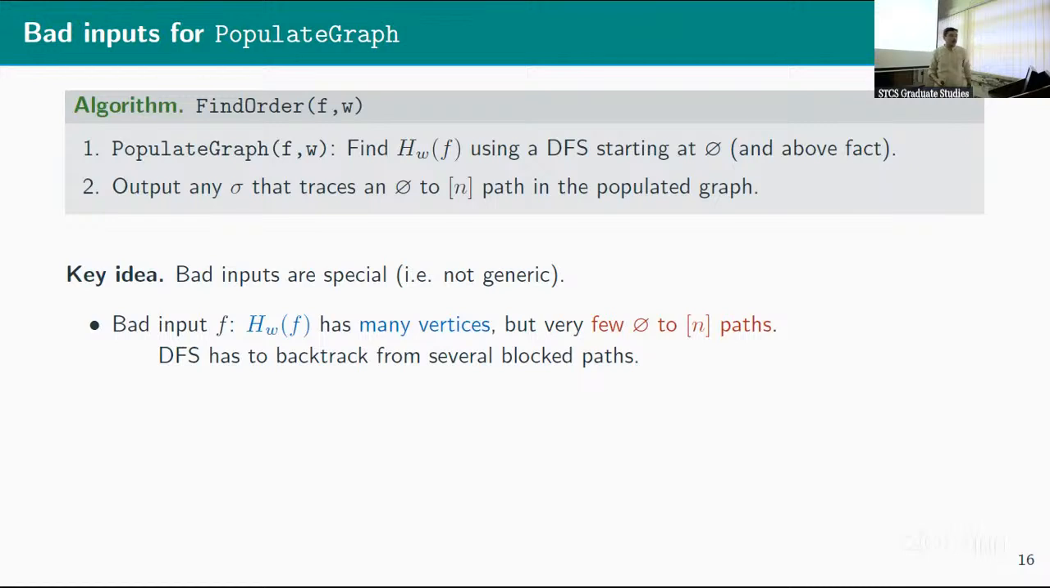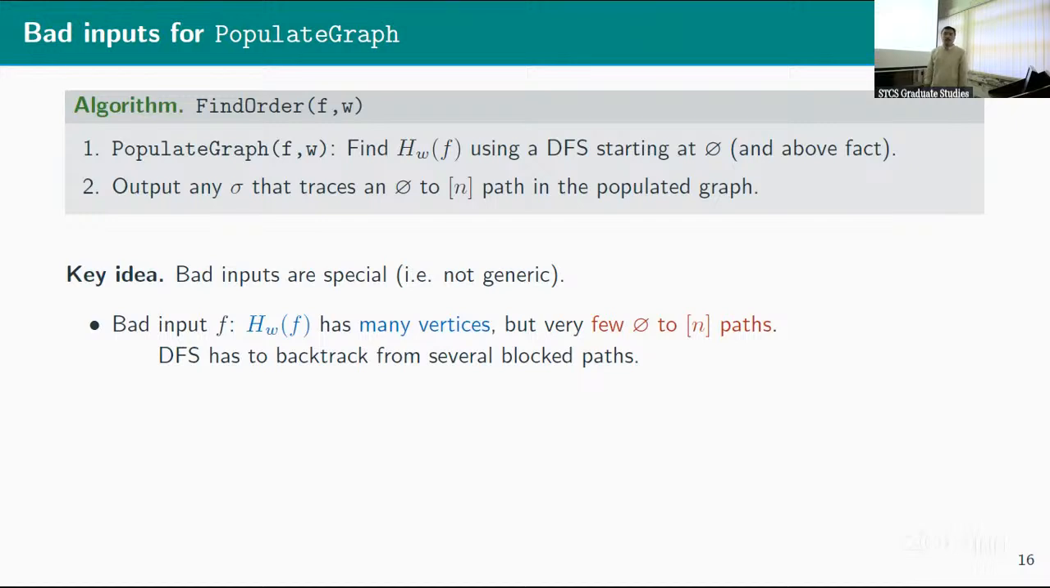Imagine it doing that for almost every path. But you can't do populate graph right at the beginning, because that will already take exponential time. I know it's not a very clever algorithm, but in the generic case it still works. So I want to show that for a generic input, populate graph itself will not run for too long.